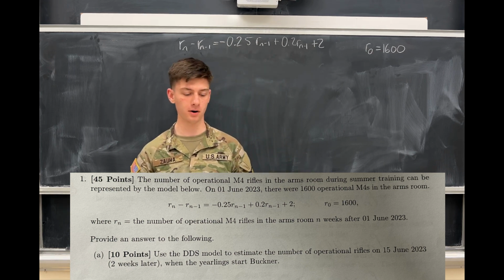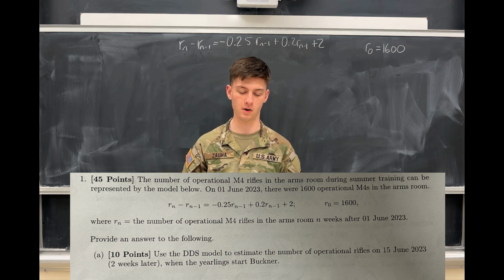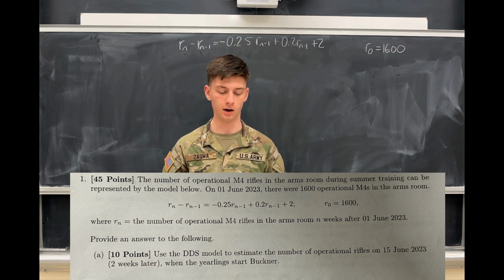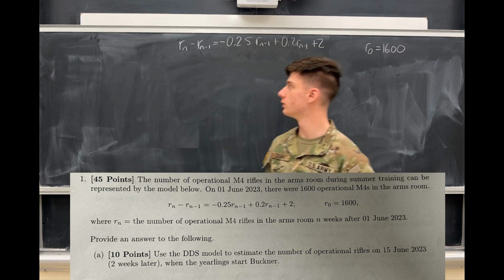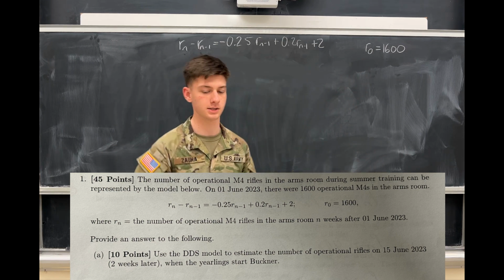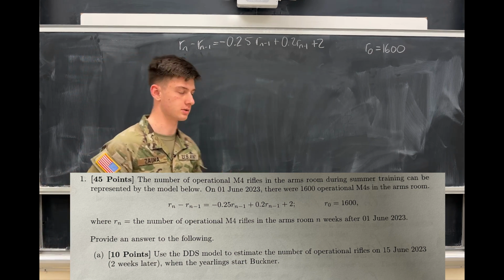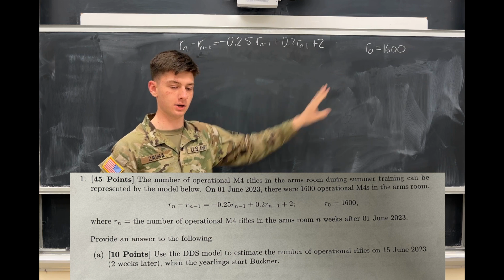Okay, so for part A, I need to use the DDS model to estimate the number of operational rifles on 15 June, 2 weeks later, when the yearlings start Buckner. For this one, the first thing I want to do is isolate my R sub N, so I can find a generic equation. So I'm going to add R sub N minus 1 to the right-hand side of the equation here.